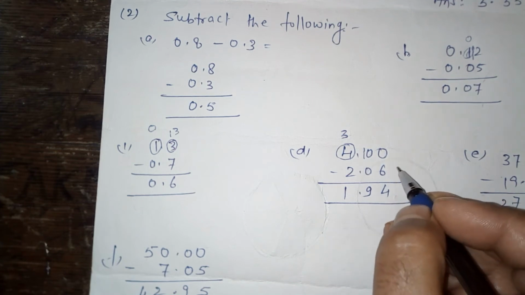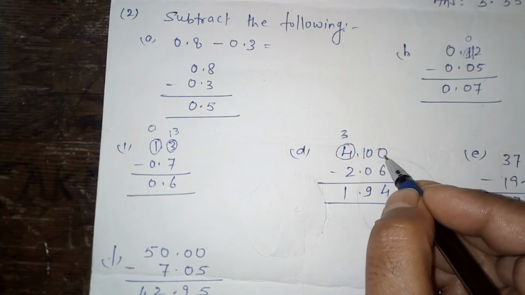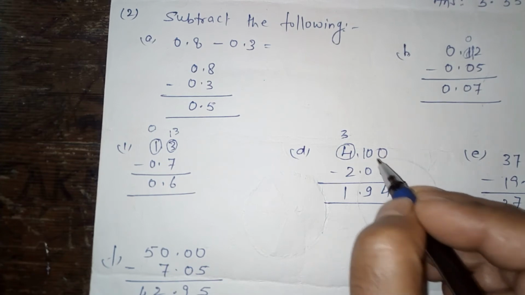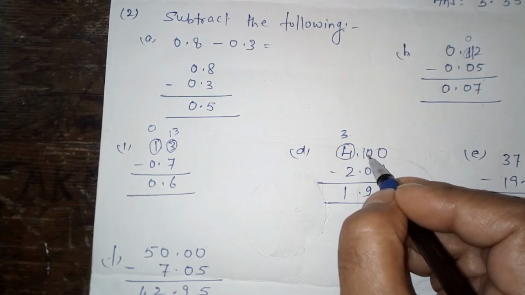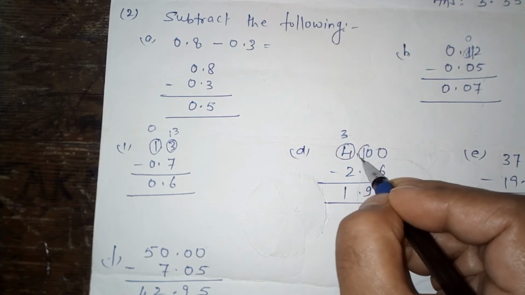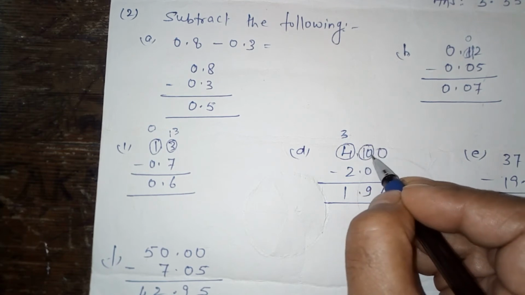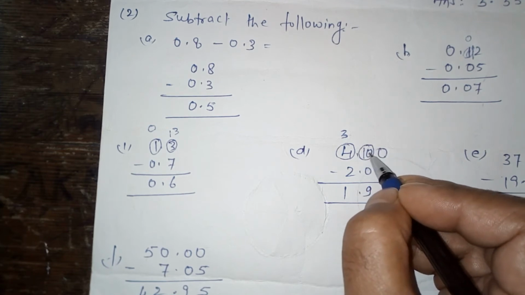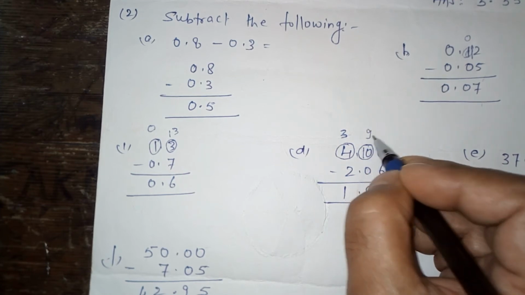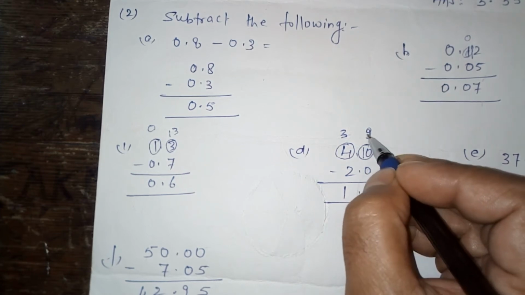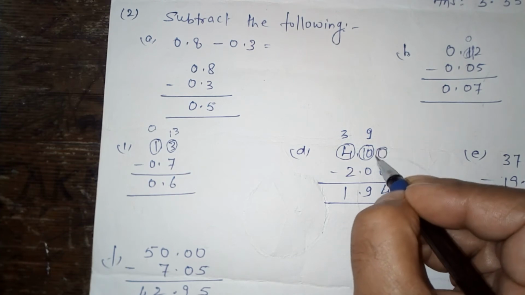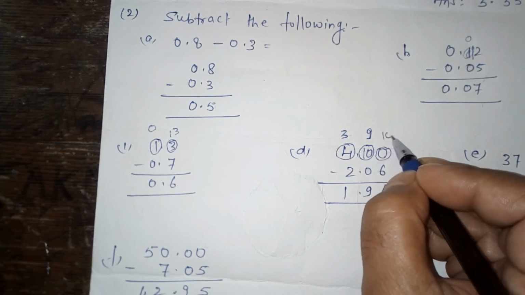Okay. So what will you do? But in that condition we still cannot subtract 6 from 0. So what will you do? We borrow one from 10. When we borrow one from 10, then this 10 is converted to 9, and this 0 is converted to 10.